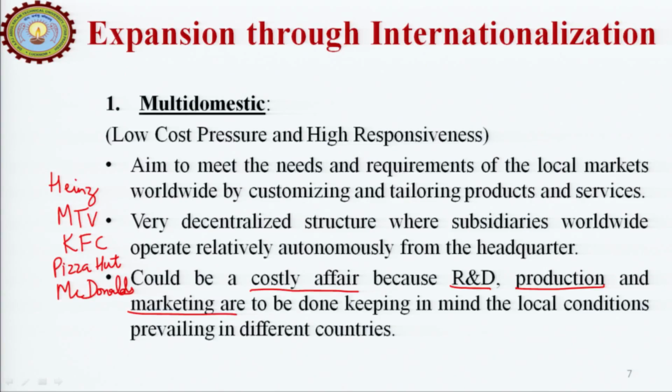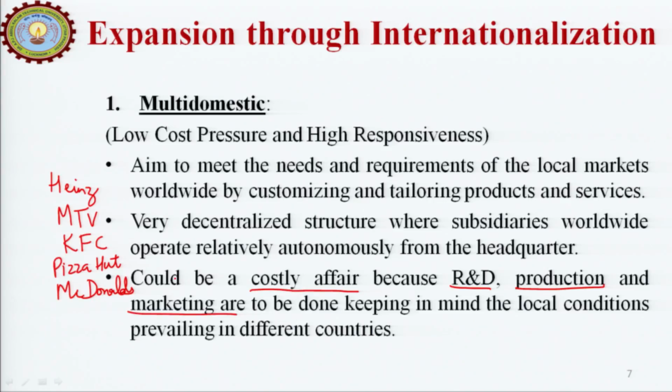So, here they will sell chicken burgers, fish burgers, they will sell aloo tikki, paneer burgers, mixed veg burgers, which they will not be selling in other parts of the world where people may not very much enjoy an aloo tikki burger. So, this is how companies change their products according to the needs and demands of the customers.